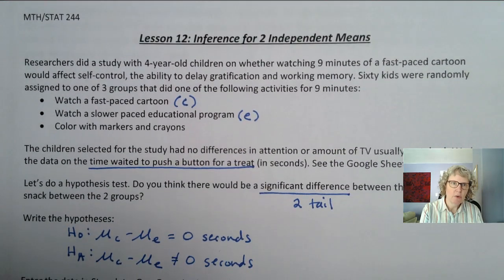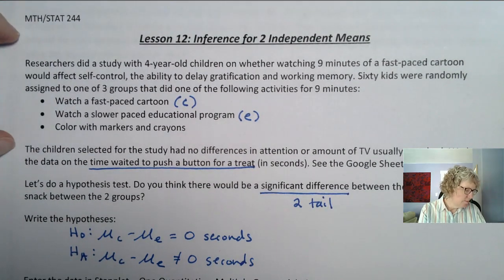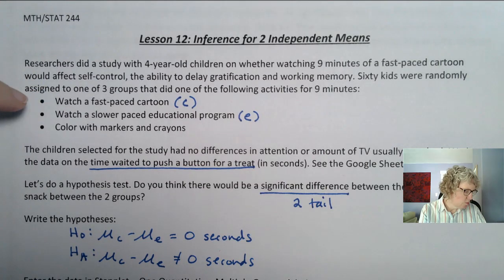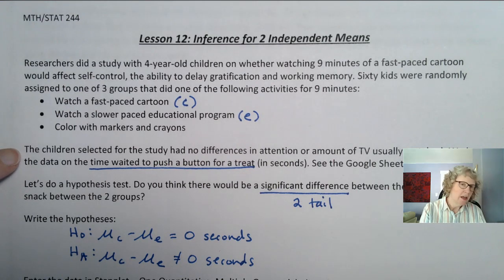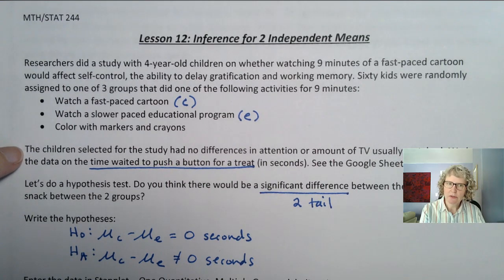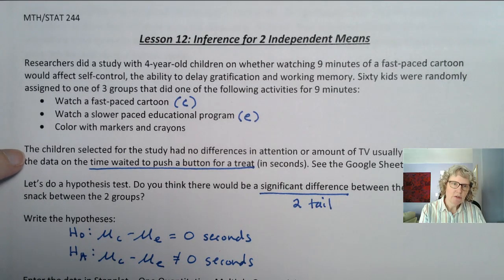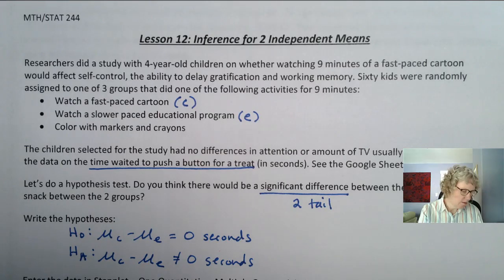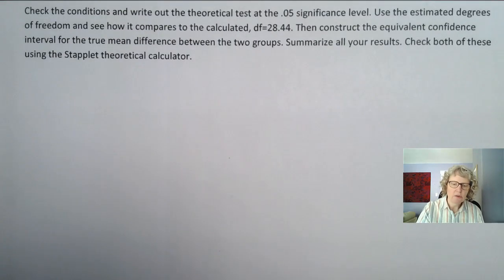So we're in lesson 12 here, doing this situation with two groups of kids, 4-year-old children, watching 9 minutes. 20 of them watched a fast-paced cartoon, 20 of them watched a slower-paced educational program. Also, this is kind of relevant to the condition, so I just want to refresh my memory on this one. The children selected for the study had no differences in attention or amount of TV usually watched. So that's going to have to do with our independence condition. So let's write those out.